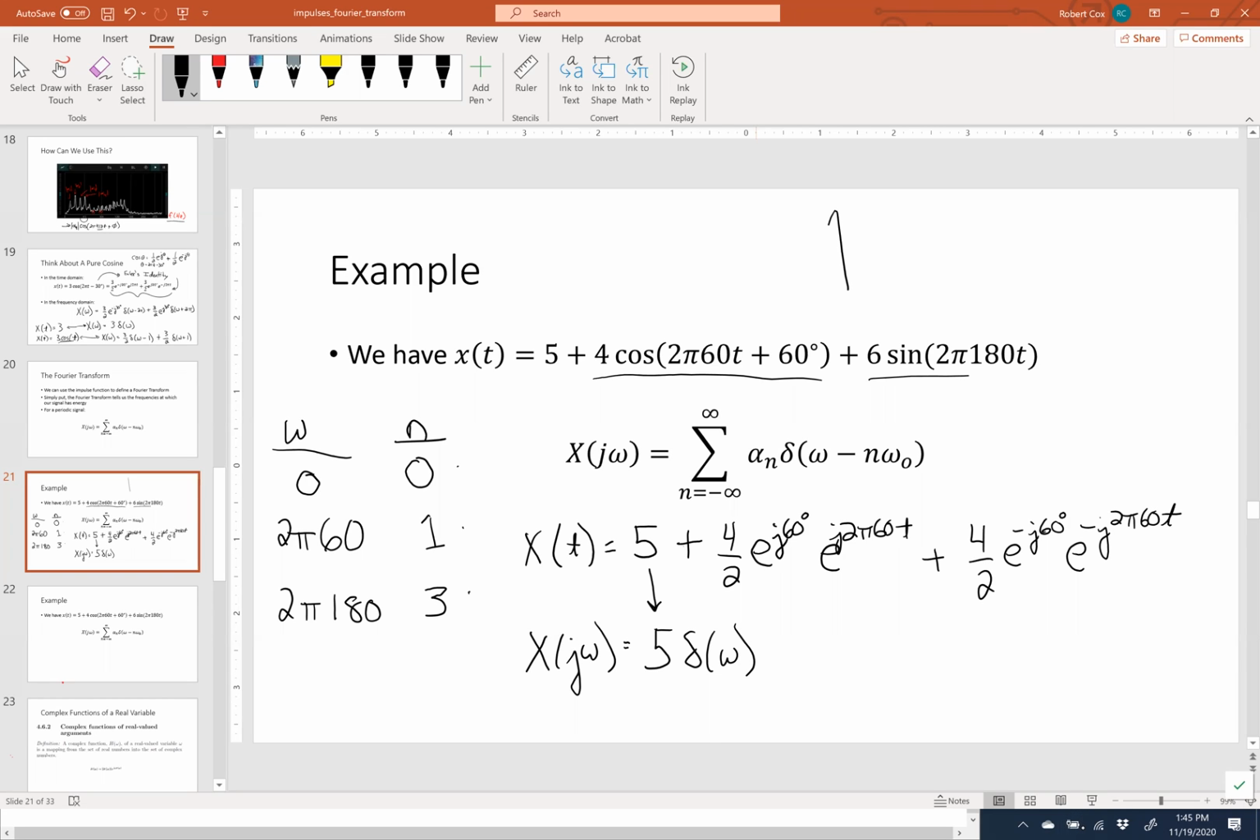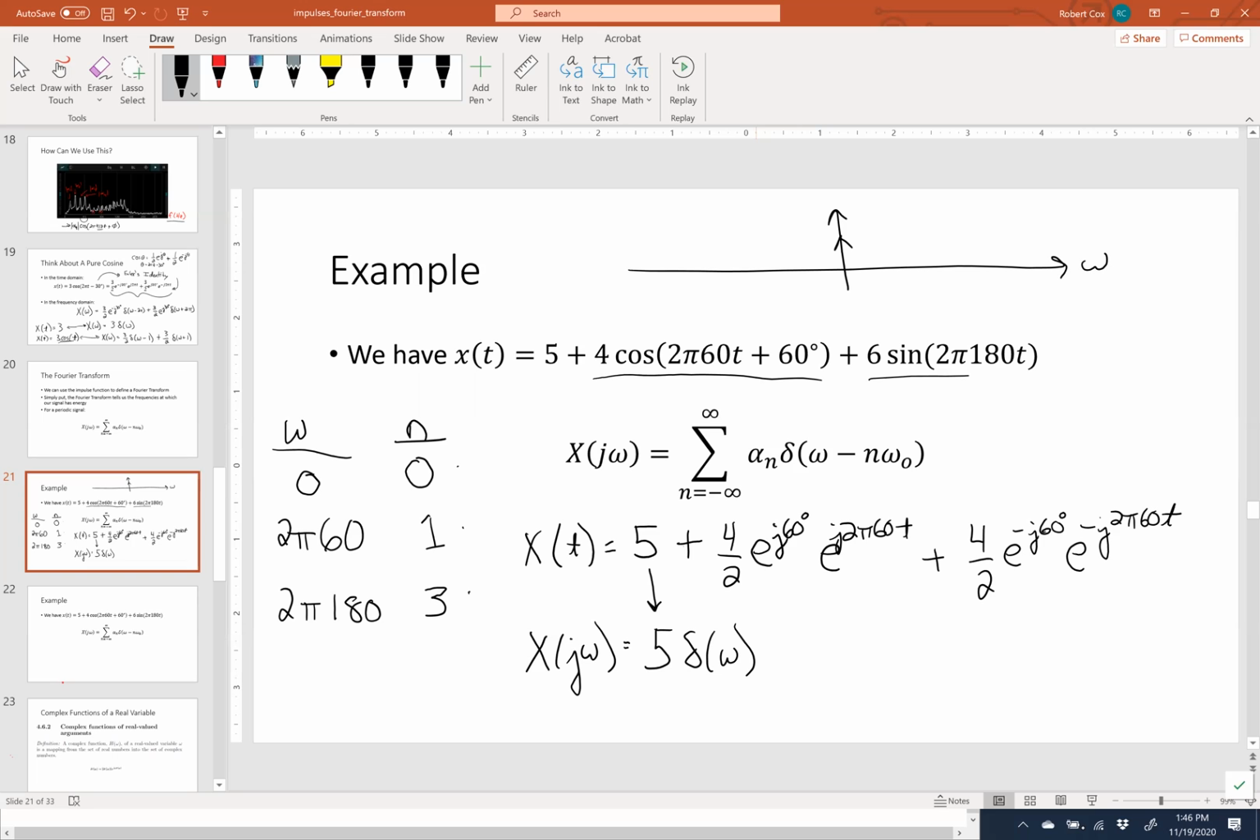If I drew that on a set of axes, here's omega. Where would delta omega be? Omega is the x-axis, right? So where would delta of omega be? It'd be one of those little arrows, right? Where would that arrow be located? At what value of omega? 0, right? It'd be right here. It'd be a pulse upward right there at omega equal to 0. All right, so let's keep going with that.